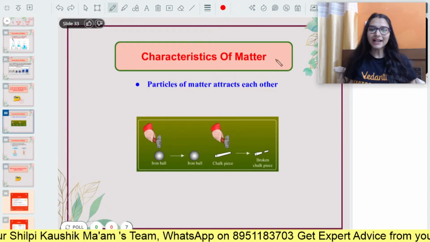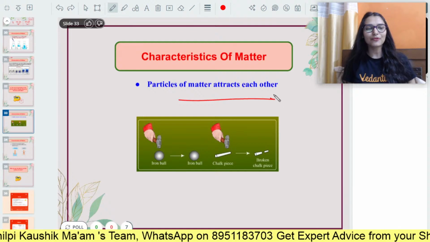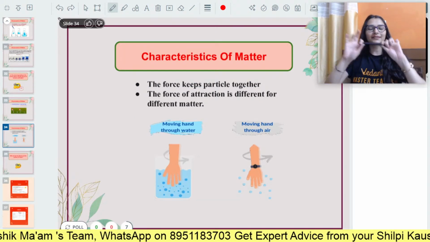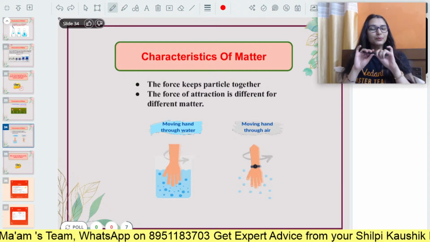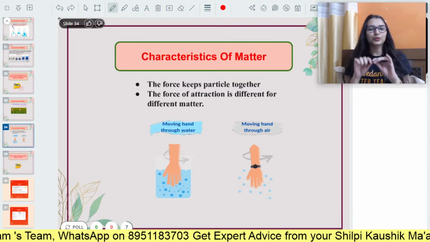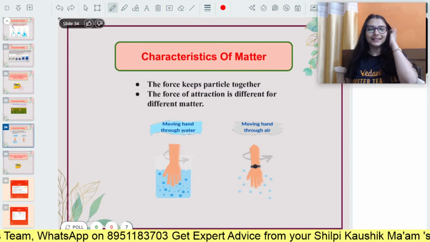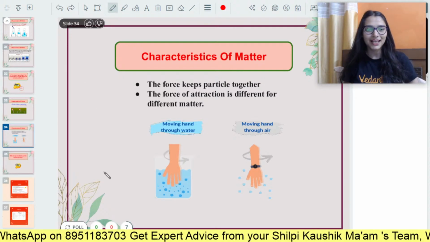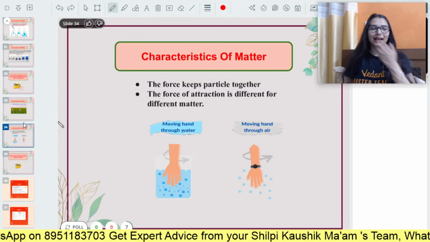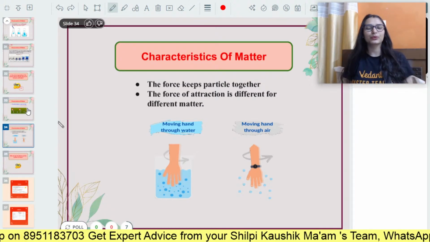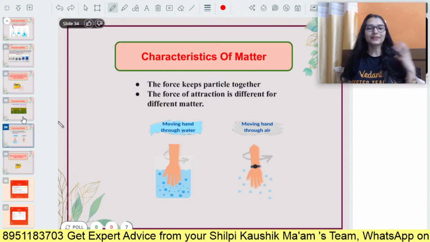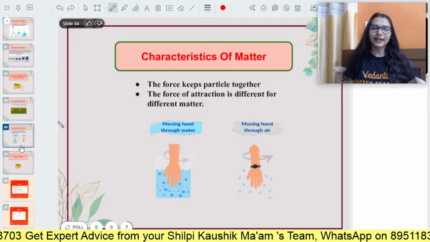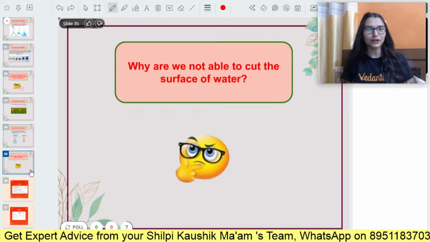Fine. The last characteristic is that particles of matter attract each other. Let's say you want to break this pen, so you have to apply some force in order to break it. So what is that characteristic? That these particles are held by some forces of attraction, right? You can see examples like iron nails. You can't break them no matter what. There are some things which have very strong forces of attraction, and some which have low forces of attraction.